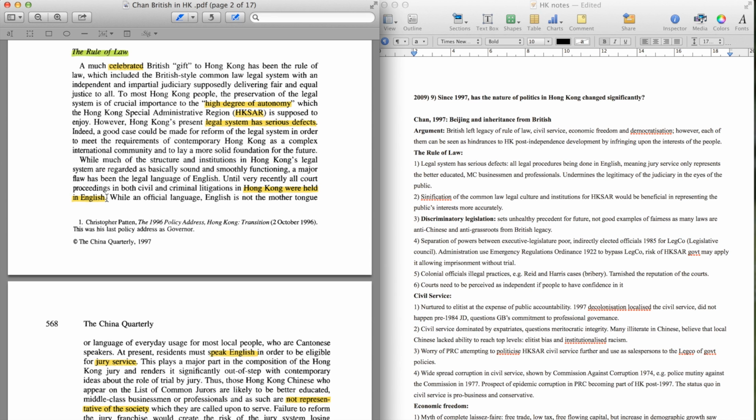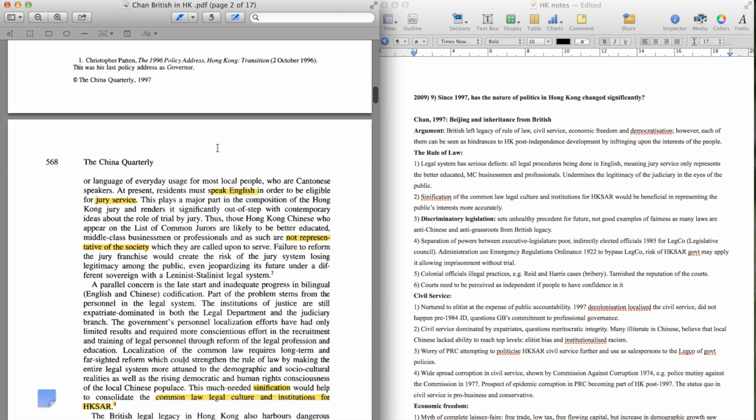It was probably such that the majority of people in Hong Kong actually don't speak English, so the fact that the legal proceedings were held in English meant that there was this barrier to entry such that the people in Hong Kong couldn't understand what in the world was going on. Okay, and then there's jury service. Okay, yeah, so that links in because people performing jury service would have to speak English, and it turns out I've also highlighted that.